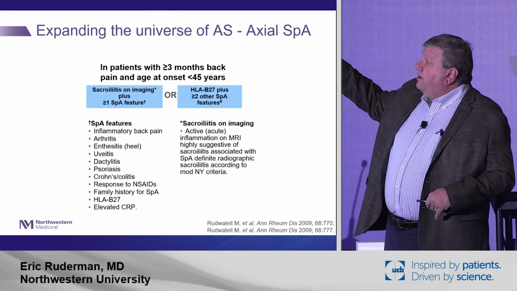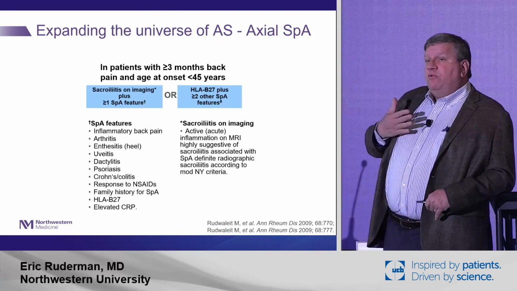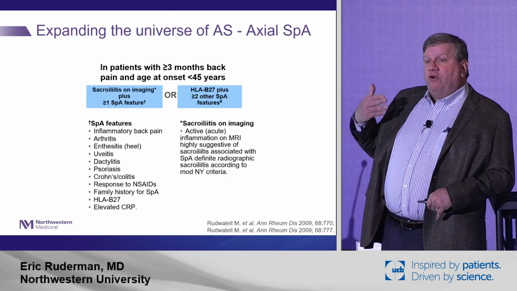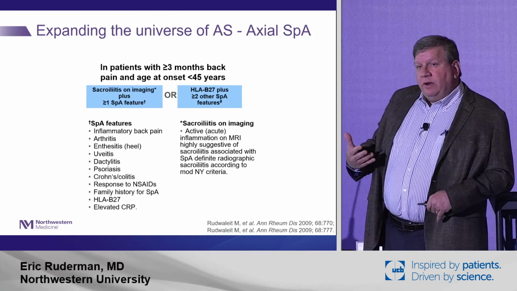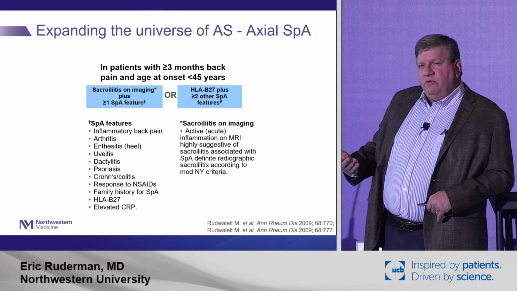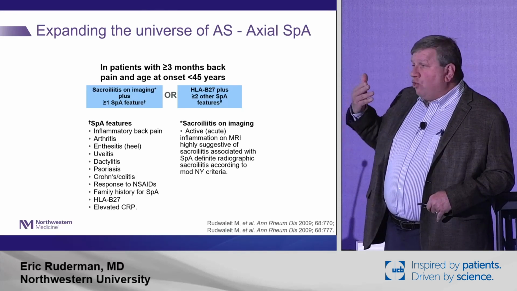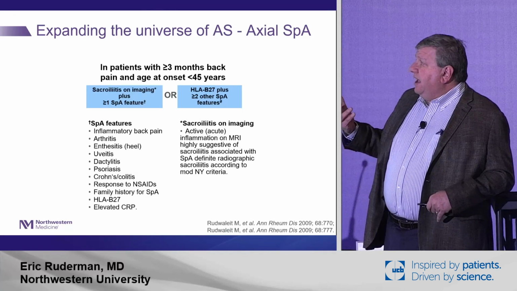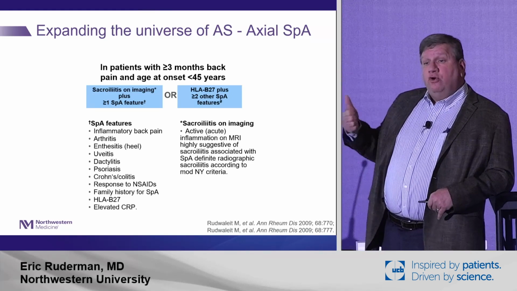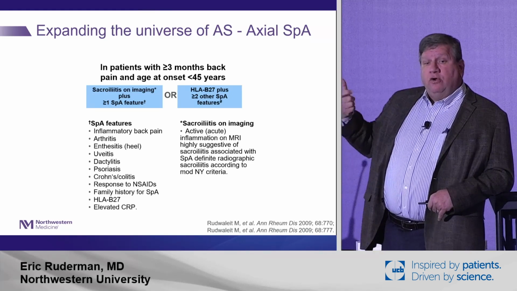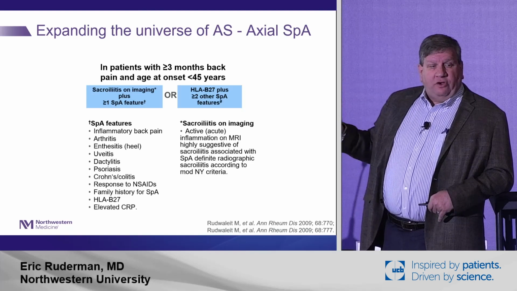But the idea was that if you've got the people we know about who have chronic low back pain with an inflammatory feel to it, pain in the morning that gets better as you move around, et cetera, at an early age of onset, and imaging that could include an X-ray, could include a CT scan, or could include an MRI that showed sacroiliac changes, then you had the disease.